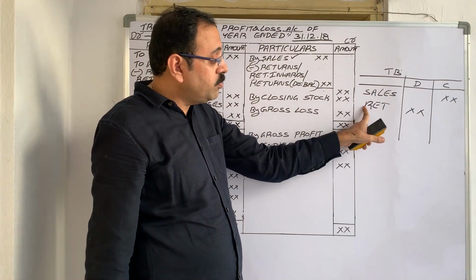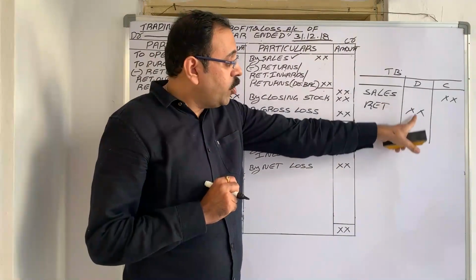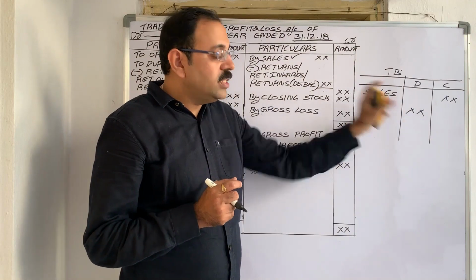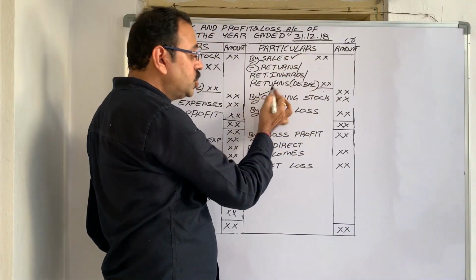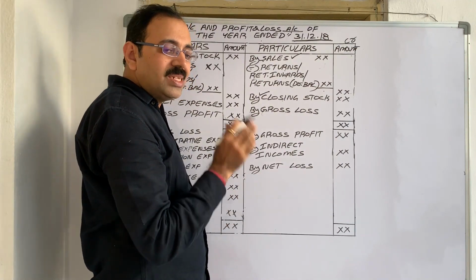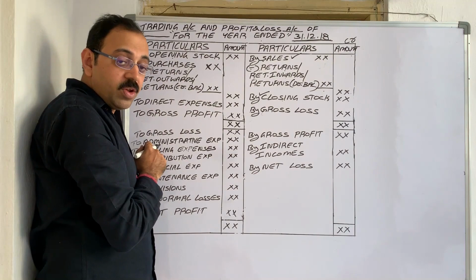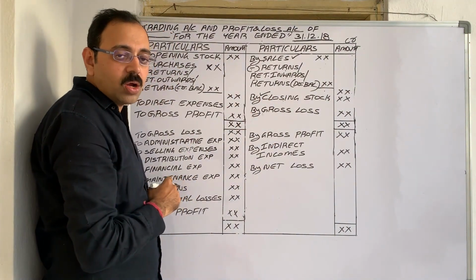In that case, you have to observe in which column he is giving the amount. When the amount is given in the debit column, then understand that it is sales return. Next item on credit side is closing stock. So we started trading account with opening stock, therefore, we have to close the trading account with closing stock.